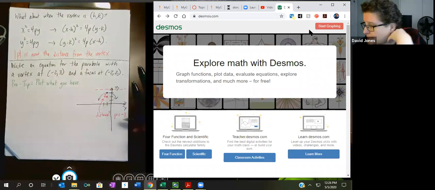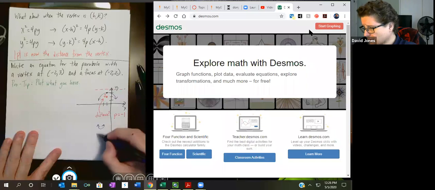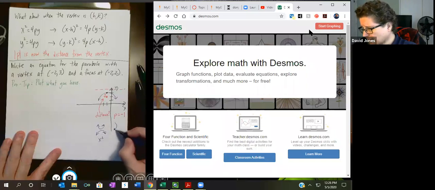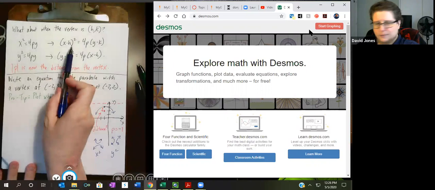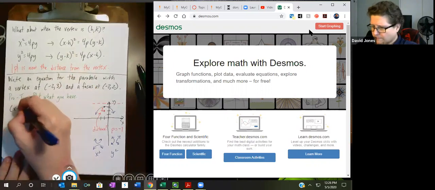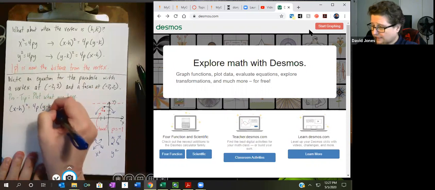This is opening downward. This is an x squared situation. So up or down, we need the x squared. Left or right, we need the y squared one. So what was our x squared one? We've got (x − h)² equals 4p times (y − k).